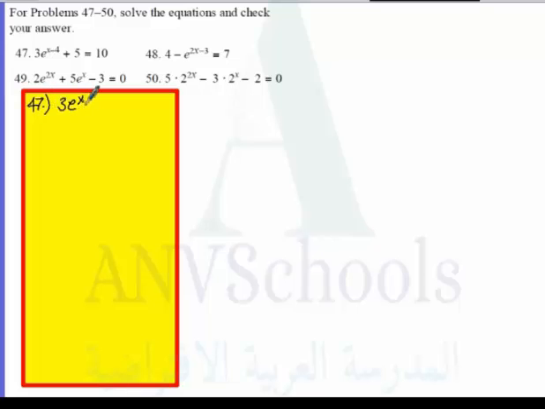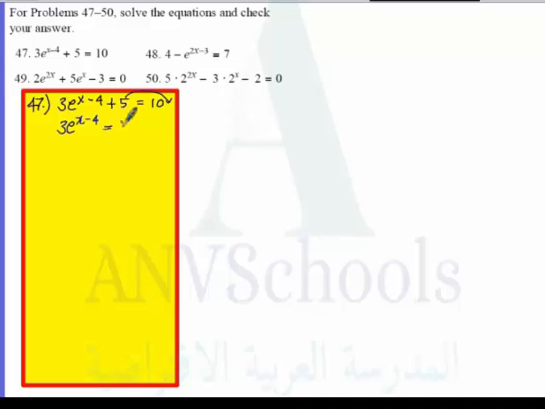3e^(x-4) plus 5 is equal to 10. Okay. So what are we going to do here? At first it seemed confusing, but if we know what to do, then we could solve this problem. First, we are going to rearrange the numerical values to transpose the numerical value 5 here.